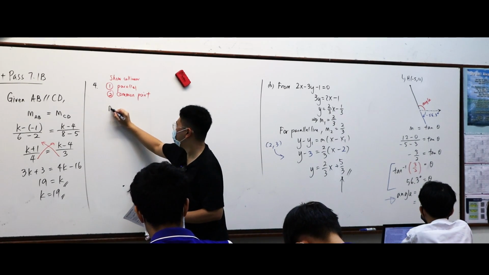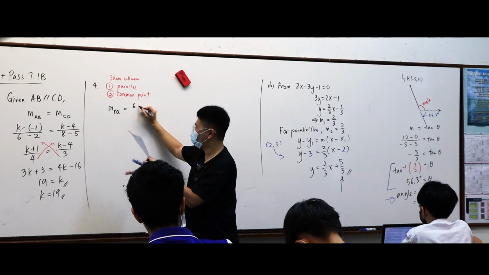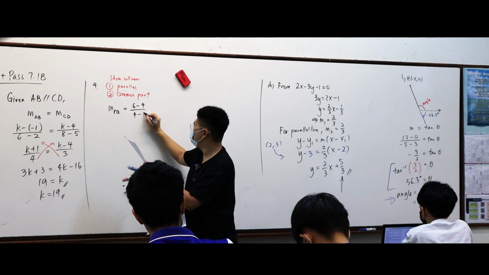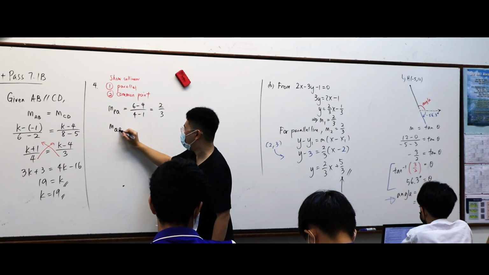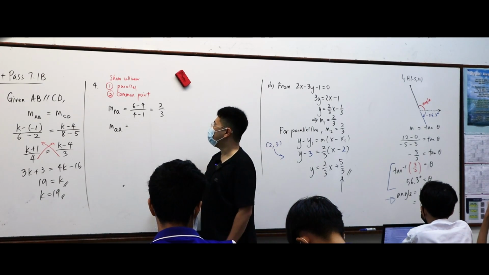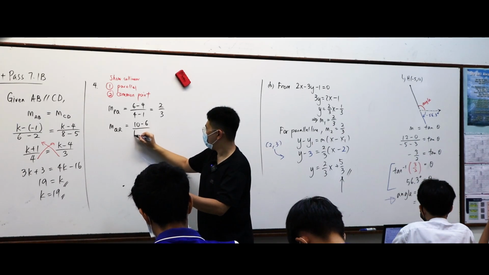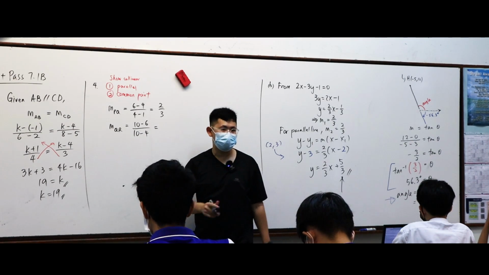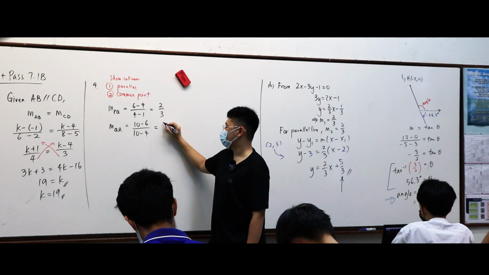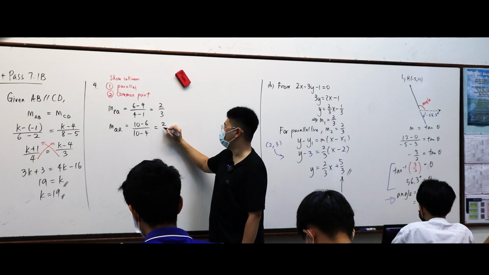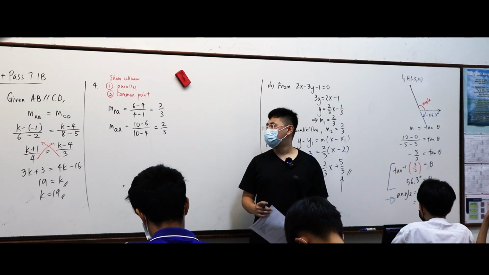So let's look for the gradient of PQ first. Gradient of PQ will be y2 minus y1 over x2 minus x1. So this is 2 over 3. Let's look for the gradient of QR. Same thing, y2 minus y1 over x2 minus x1. You can also look for the gradient of PR if you want. So this would be 4 over 6, so 2 over 3 also. Now we are ready to do our final answer.